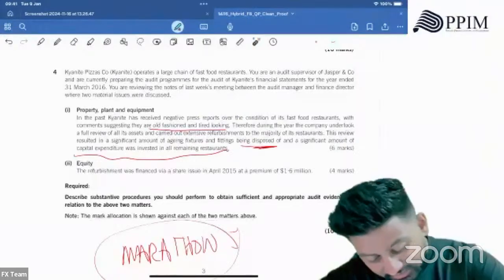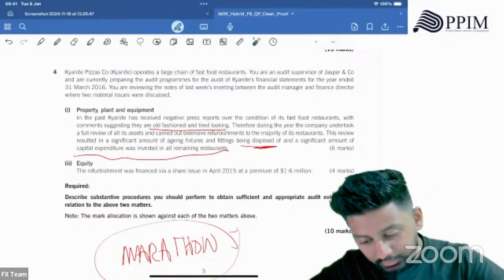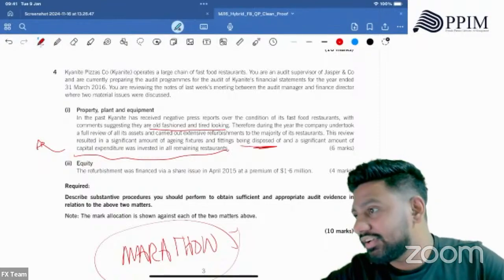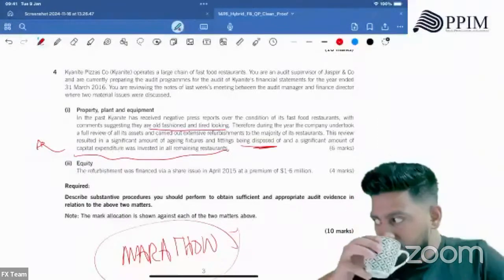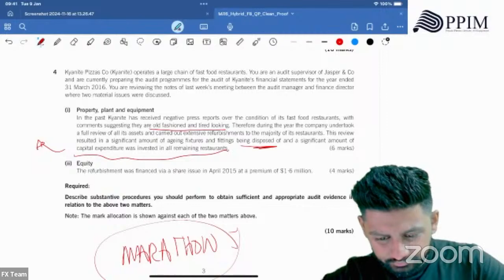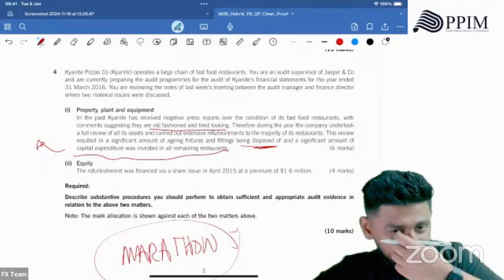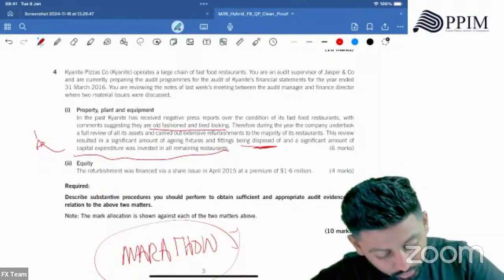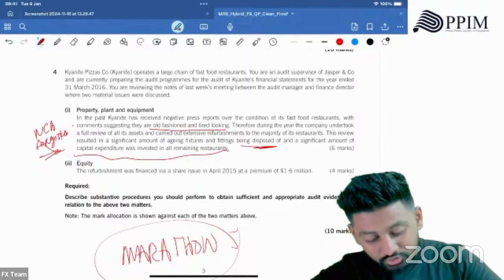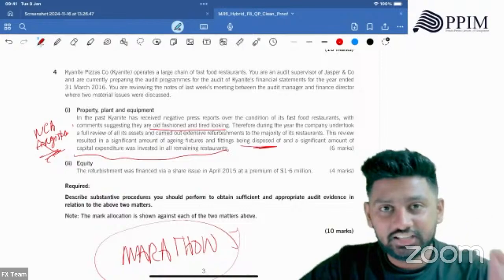Very simple. Capital expenditure was invested in all the remaining restaurants. You purchase new assets. If you purchase new assets, where will this be reflected? You saw this already. Take it easy. A new asset purchase is taken to the non-current asset register. So please go review the non-current asset register to confirm that all newly purchased assets are included.